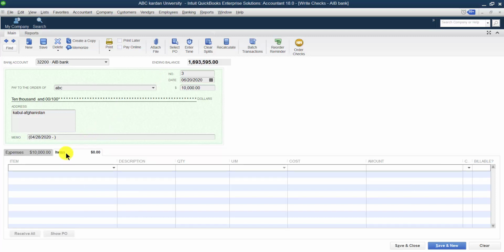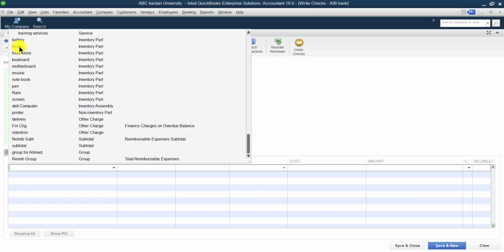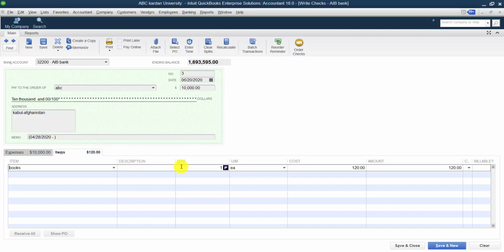Items means you purchased some items, right? For example, you can select the items, what you purchased. Let us say I have purchased books. How many books did you purchase? For example, I have purchased 2,000 books, right? This is the case. 2,000 books, each book is 120, the total becomes 240,000, right?